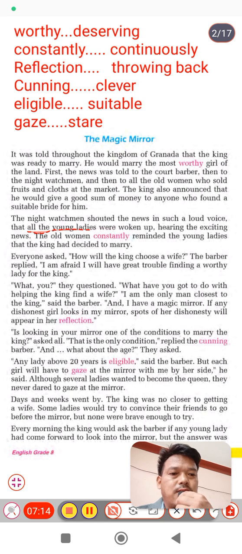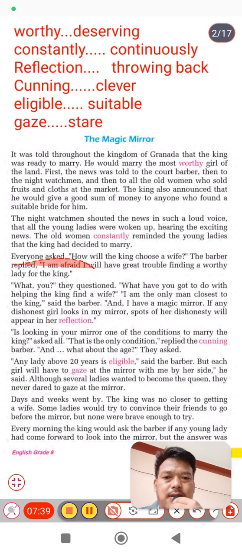The old woman constantly reminded the young ladies that the king had decided to marry. And the old women kept on talking about the king's marriage, and they were continuously telling the other young ladies about the king's marriage.